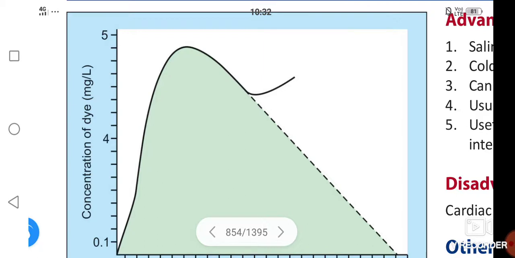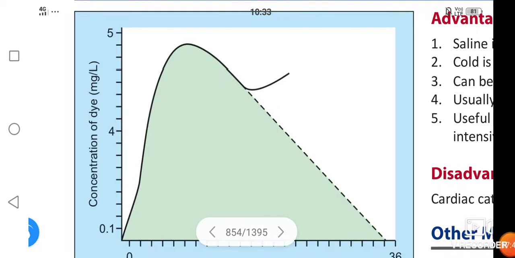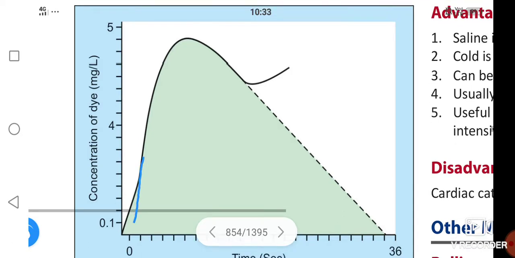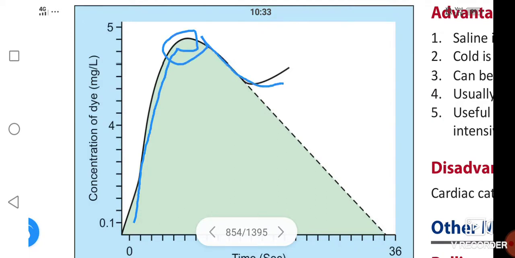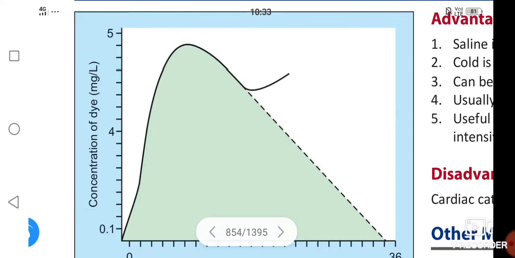This figure shows the indicator dilution method of measuring the cardiac output. If you see here, this is the ascending limb, this is the peak, and this is the descending limb. If you observe the descending limb, here it rises.